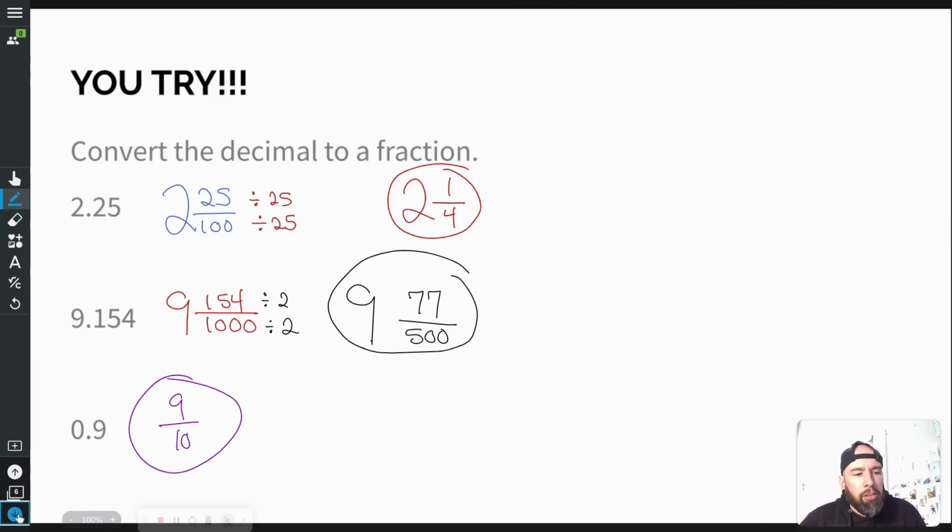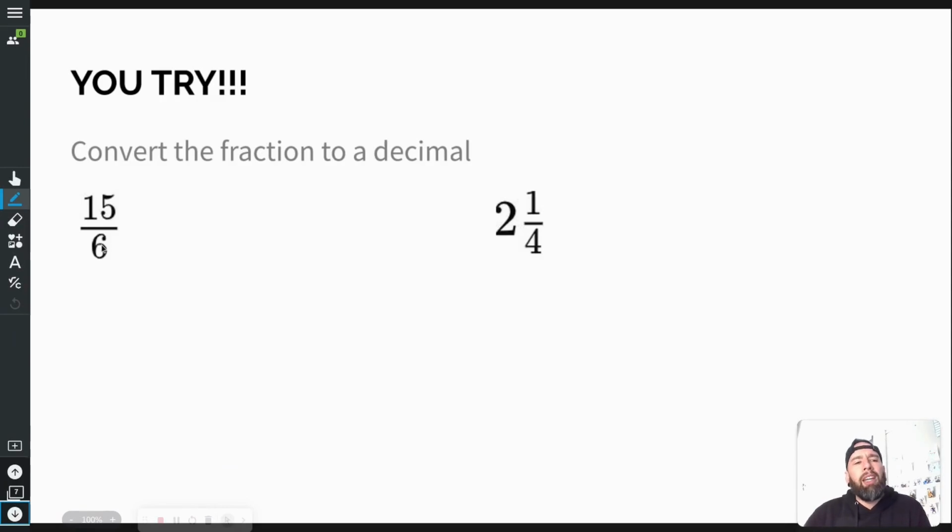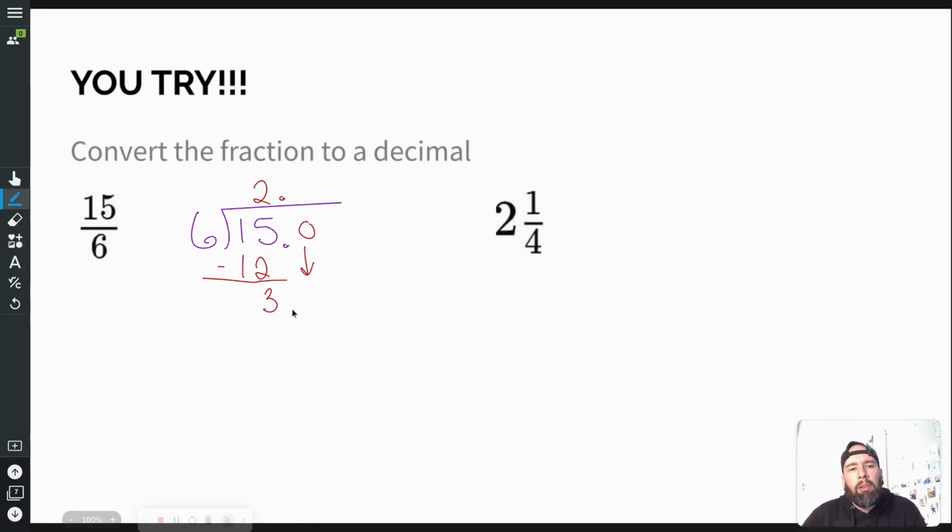All right. On to the ugly stuff. 15 over 6. You're going to put 6 on the outside, 15 on the inside. Put a decimal there. You're going to need it. 6 does not go into 1, but it goes into 15 twice. 2 times 6 is 12. Subtract. 15 minus 12 is 3. Put your decimal there. Add a 0. Drop it down. 6 goes into 30 5 times perfectly. 5 times 6 is 30. Subtract, remainder 0. So you get a perfect 2 1/2, 2.5, 2 and 5 tenths.